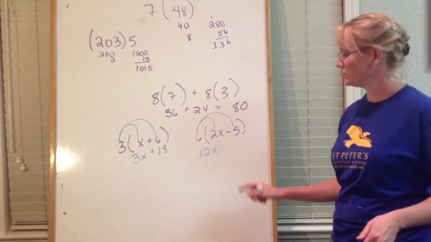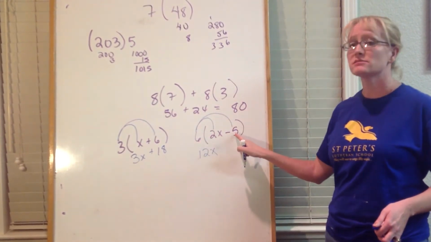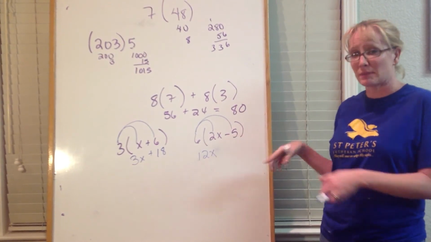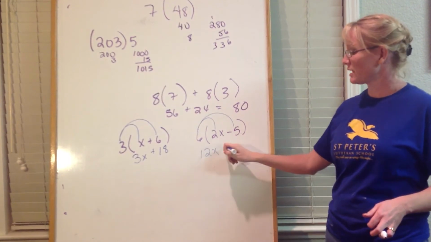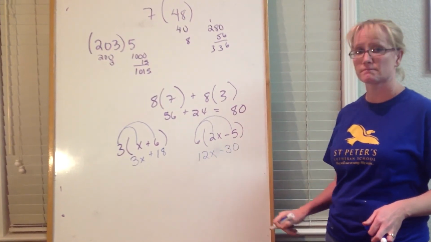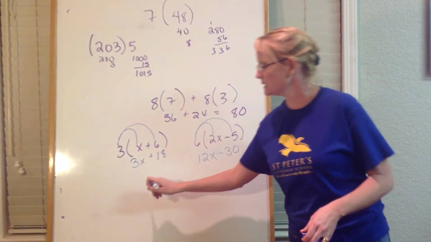So 6 times 2, and 6 times a minus 5. Remember, the sign in front of it stays with it. Remember, it's its arm. Don't cut off its arm. 6 times negative 5 would be negative 30. Our last example would be something like this.